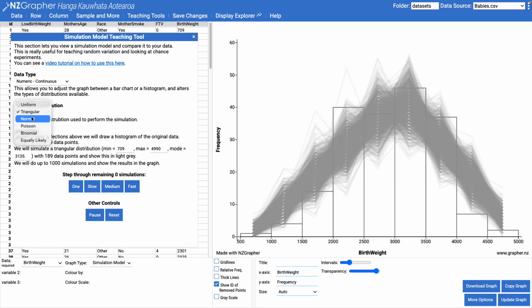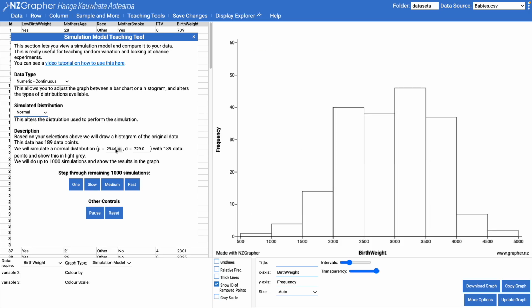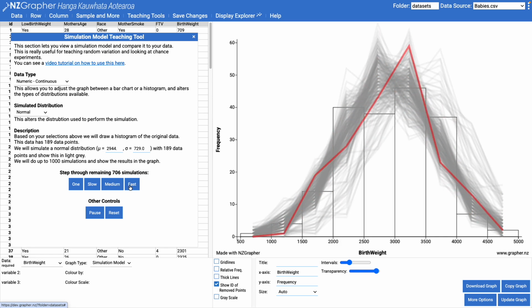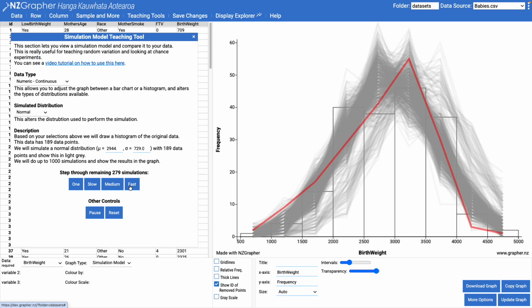So now that we've tried the uniform and the triangular, let's try the normal. Again, it's pulling the mean and the standard deviation from the original data set, and it's performing a random simulation with 189 data points and plotting what that would look like over the top. So, that's looking pretty good. So let's get that going nice and quickly and see what that looks like once we've run that through 1,000 times. So looking at those three different graphs, I would say that the normal distribution is by far the one that fits that data the best.